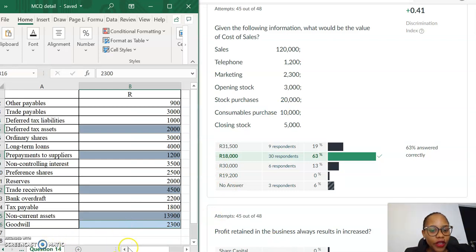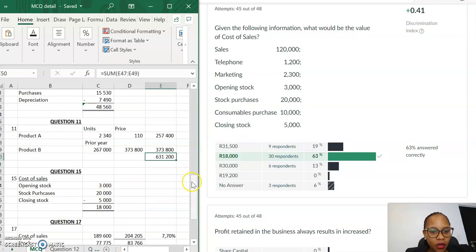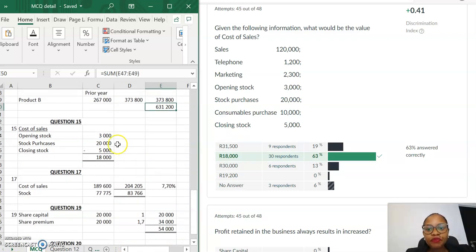Okay, so for that question, let's go back to our answer sheet here. We're now on question 15. Your opening stock was 3,000. Your stock purchases were 20. And your closing stock was 5. You add those all together, but remembering to subtract your closing stock, you get to a balance of 18,000 for cost of sales. 30 respondents got this correct, 63% of the candidates, which is the correct answer, 18,000. Remember, you should not have added the consumables purchase. We only wanted the stock purchases as these form part of your inventory.